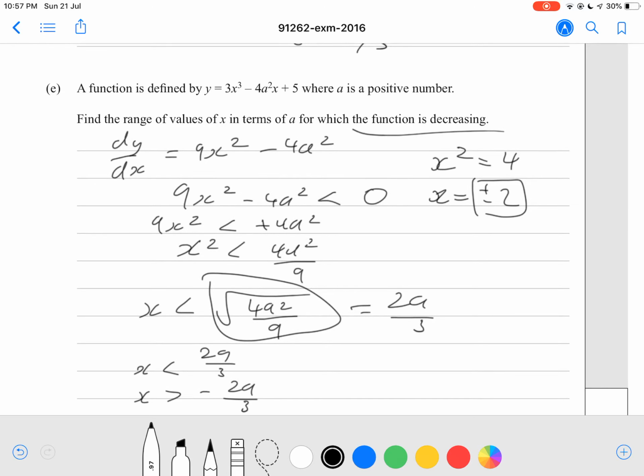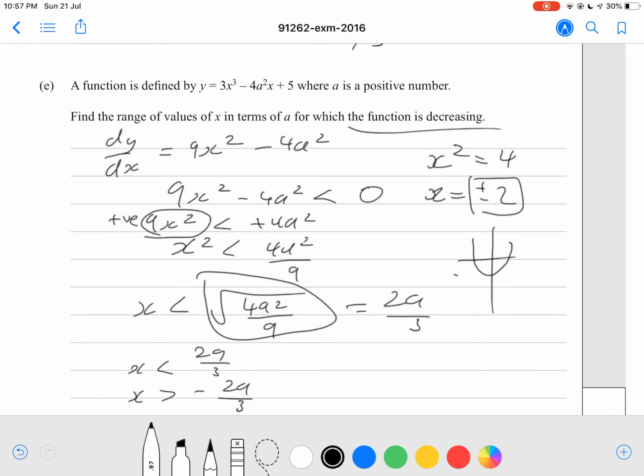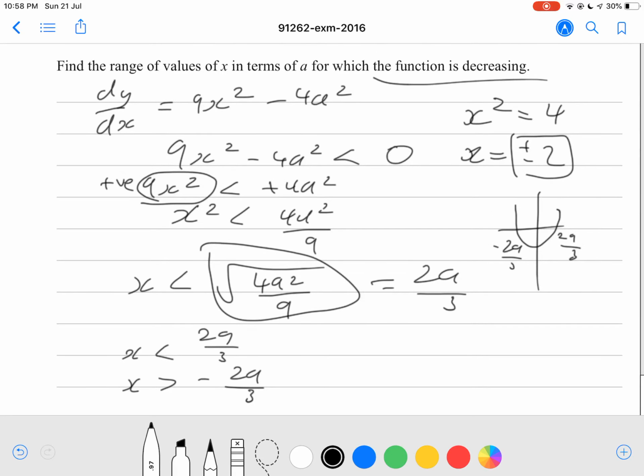We have our positive parabola, our normal parabola, because 9x squared is positive. Our positive parabola looks like the happy face. Positive is happy face. We have our negative 2a over 3 here, and we have our positive 2a over 3 here. As you can see, the gradient is below 0 in between these two values. So all we have to say for our final answer is that x is in between these two values. So we say that x is less than 2a over 3, and x is more than negative 2a over 3.